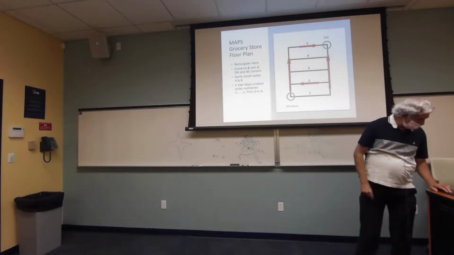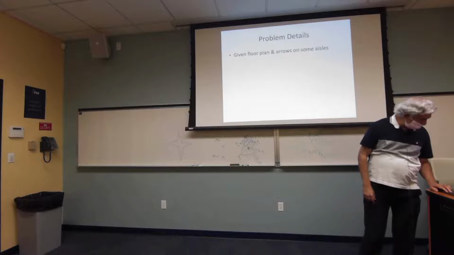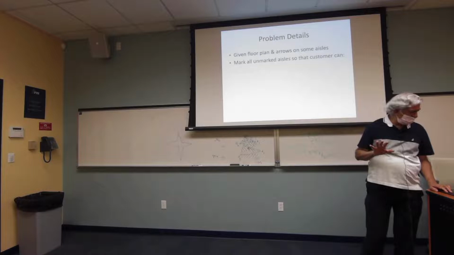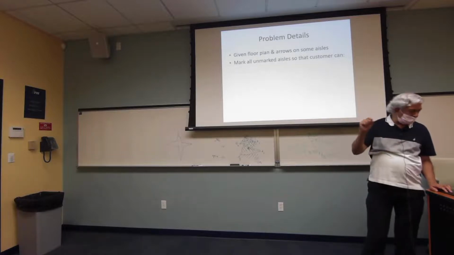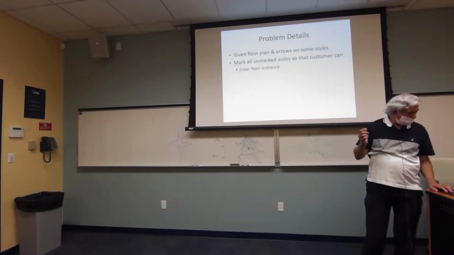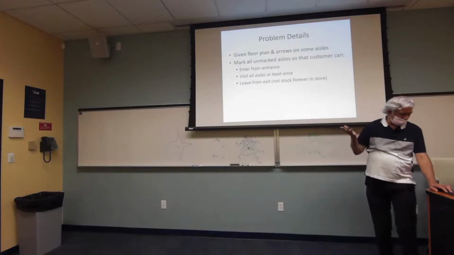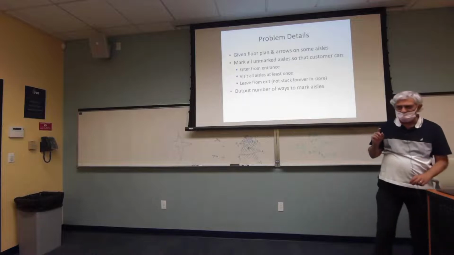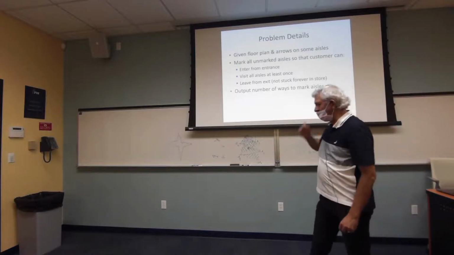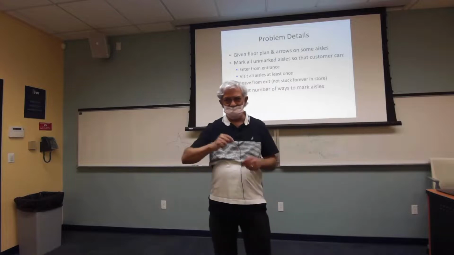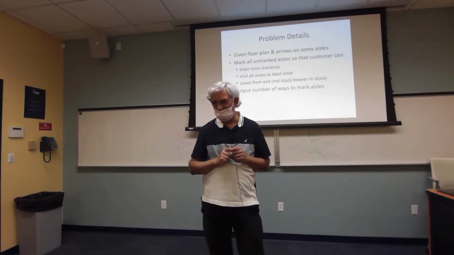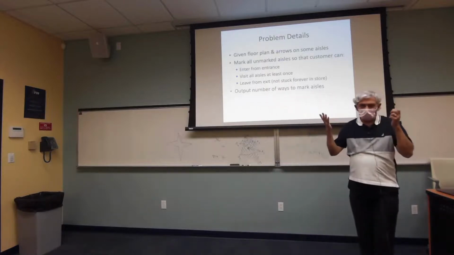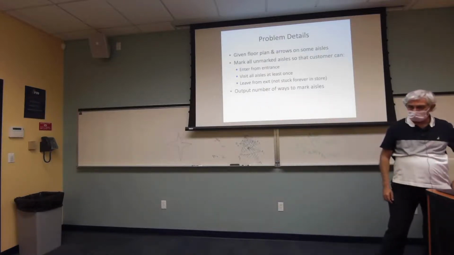Well, that's not the end of the problem. What you're asked is, you're given a floor plan and the arrows on some of the aisles. Your job is to not only mark the unmarked aisles so that the customers can enter from the entrance, visit all the aisles, and leave from the exit. But what they really want, the output, is the number of ways that the customer can finish their task, which is kind of crazy, but this is the problem that's asked.